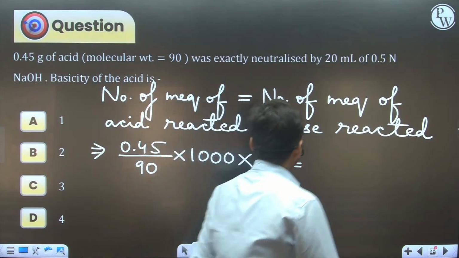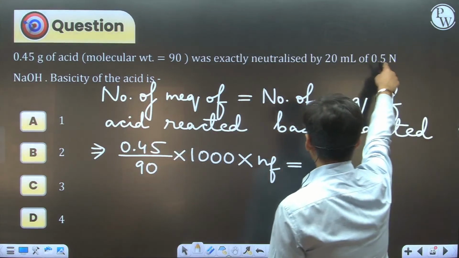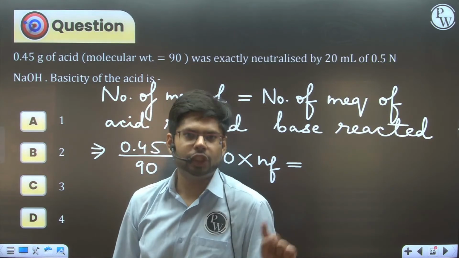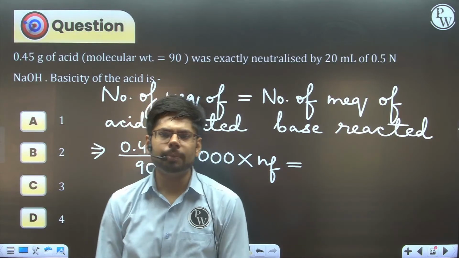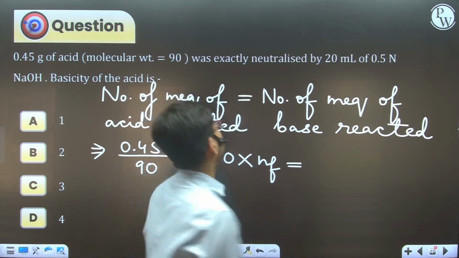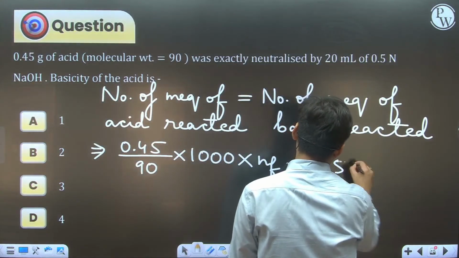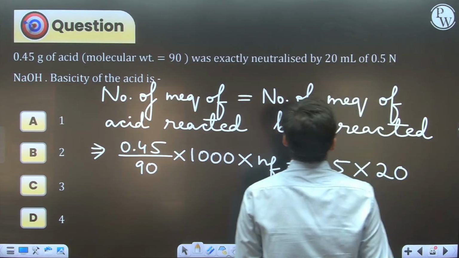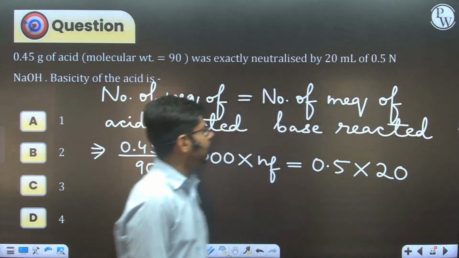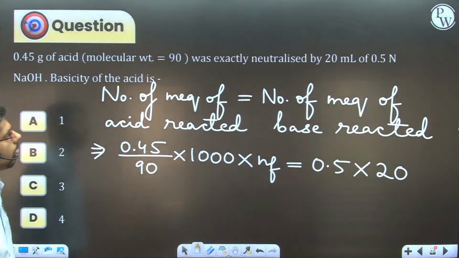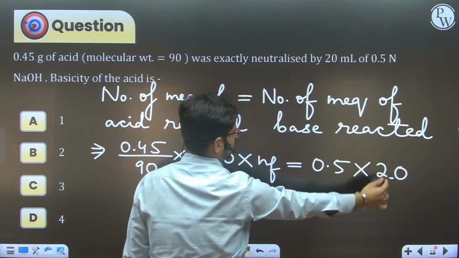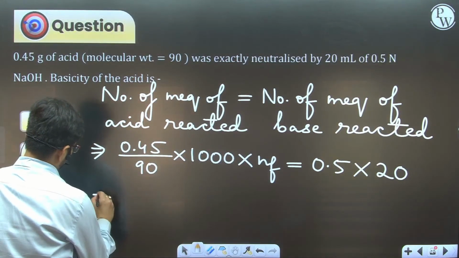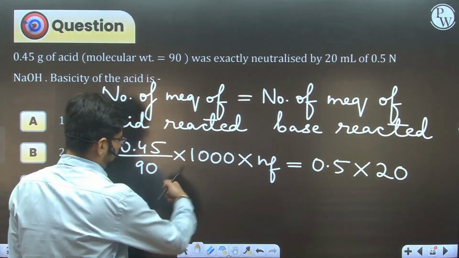MEQ of base in a similar manner. Now, we have been given the normality of the base. Normality multiplied by liters is GEQ, which means normality multiplied by milliliters will be MEQ. So, normality is 0.5. Normality multiplied by milliliters is MEQ. Right? So 20 ml is the volume in ml, 0.5 is the normality. On solving this further, we'll get the value of NF.